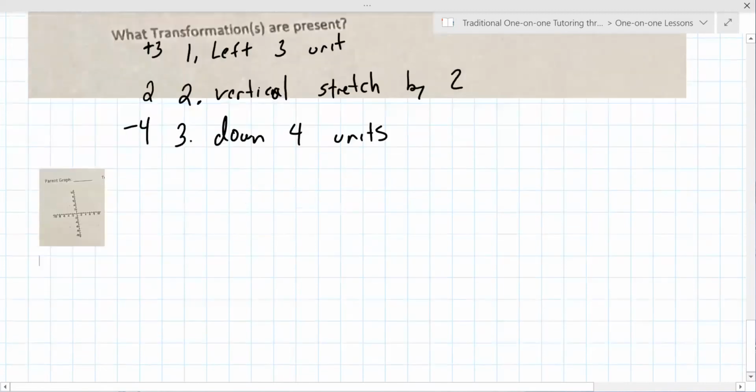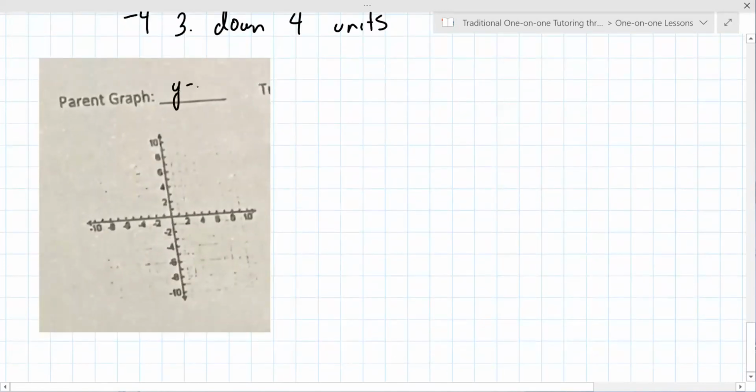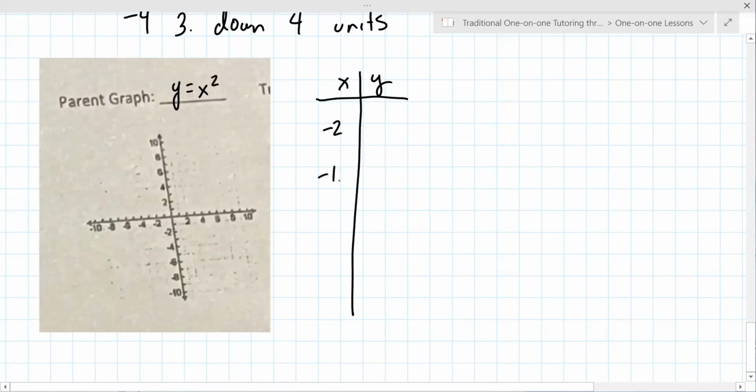All right, so the first graph we're going to make is the same one we always make. It's the parent graph. It's the graph y equals x squared. And it's those points -2, -1, 0, 1, and 2, 4, 1, 0, 1, 4. So we get those right there. Okay, I'm going to be writing that down. Sounds good.